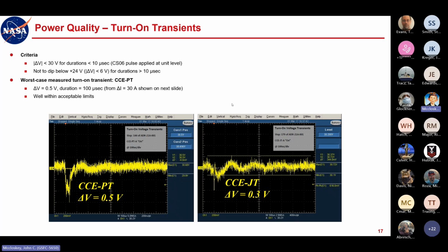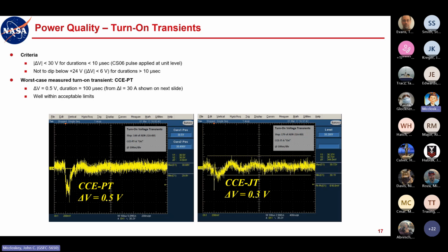So the worst case measured turn on transient was from the cryocooler control electronics, the PT, which I think stood for pulse tube. There were two sets of cryocooler control electronics: the PT, pulse tube, and then the JT, I think, was Joule-Thomson. The worst case was clearly the PT, but I'm showing them both for completeness. So the delta V was about half a volt for about 100 microseconds. So a fairly long transient, certainly longer than 10 microseconds, but the bus dip was only about half a volt.